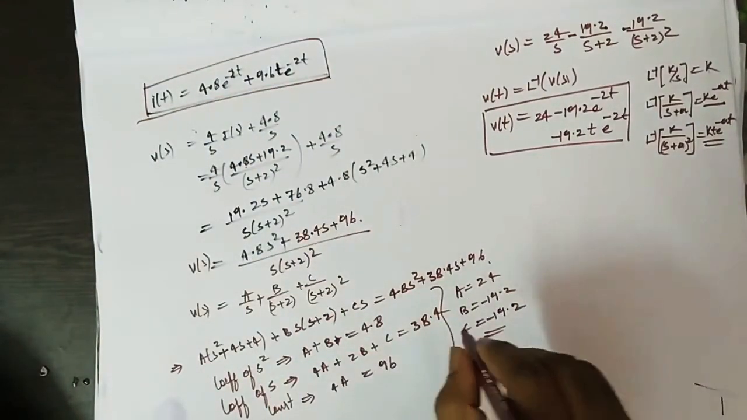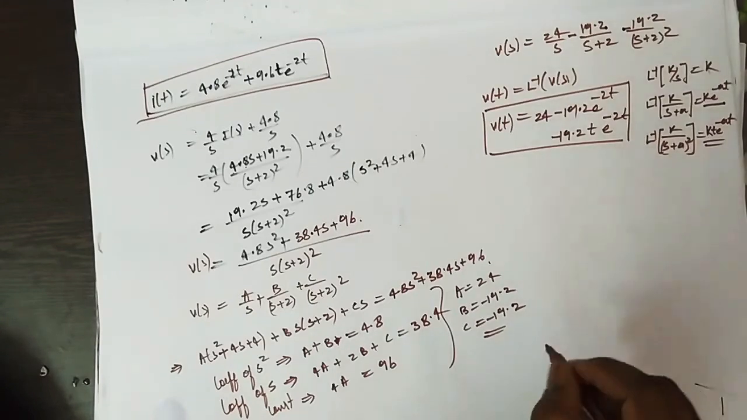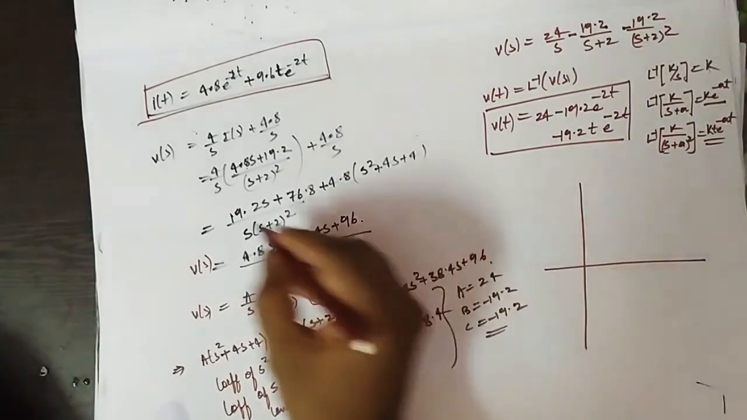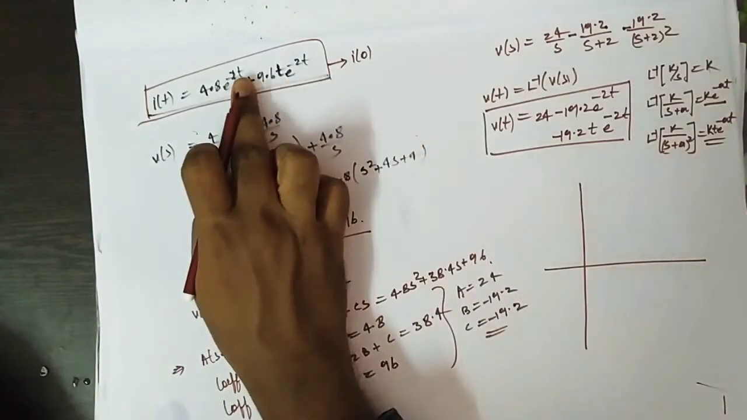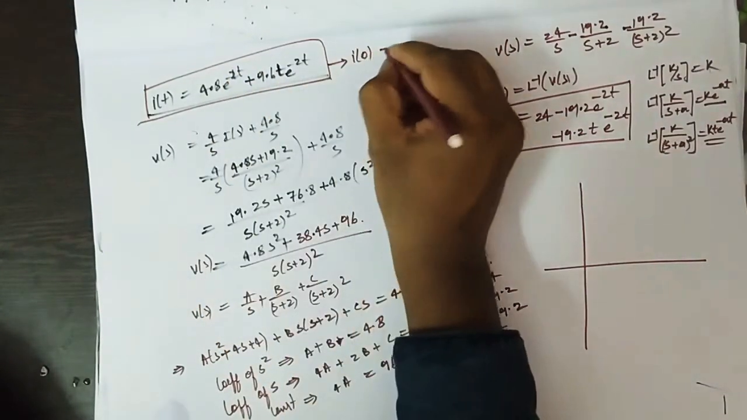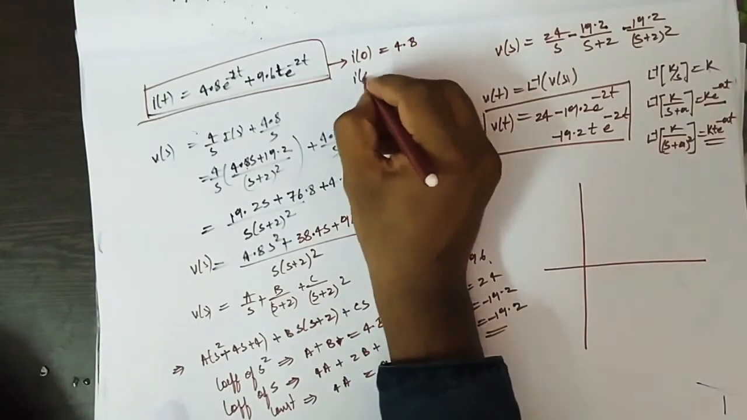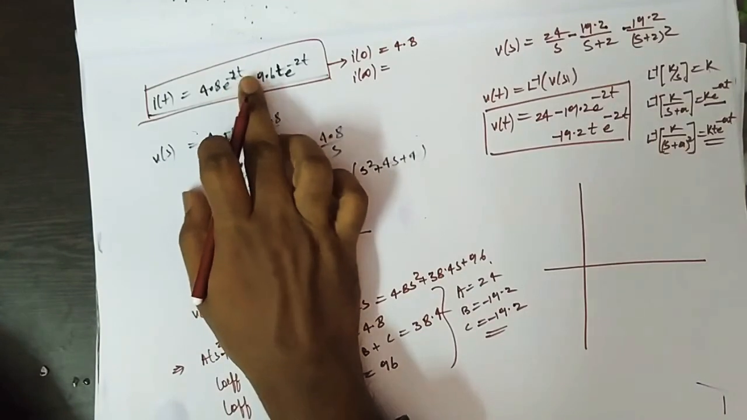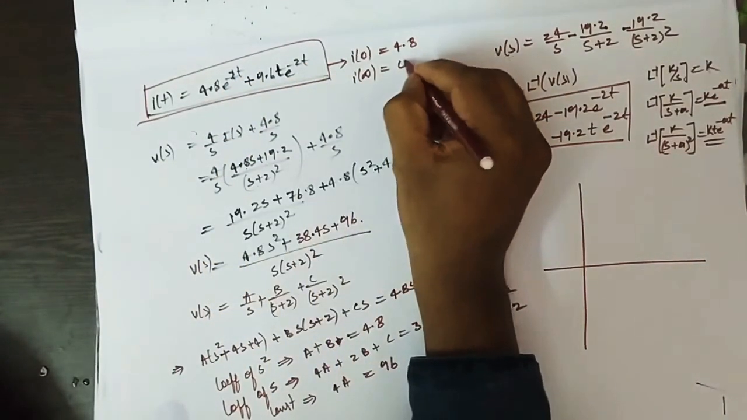If you wish to find the characteristic curves, you need to write I of 0 equal to what here? You replace t with 0, and you will get I of 0 equal to 4.8. I of infinity equal to what? e power minus infinity is 0, and this term is also e power minus infinity, 0. So I of infinity is also 0.